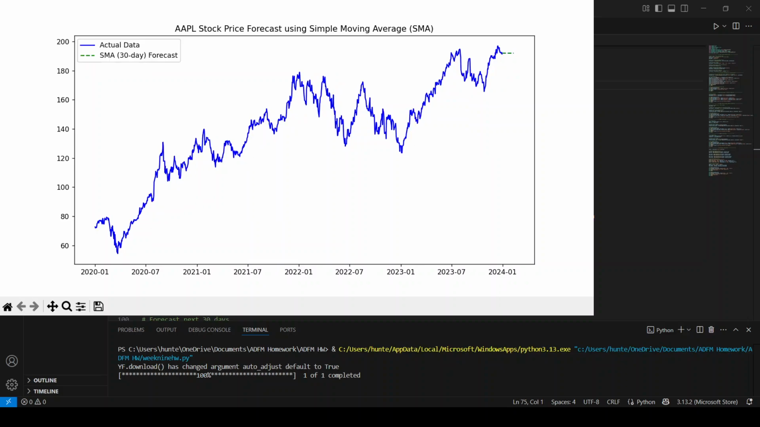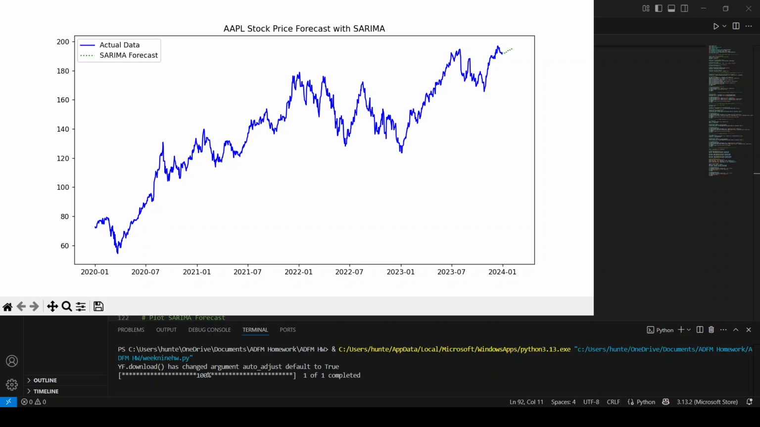And then here's our graph for the forecasting based off the simple moving average and the stock price of Apple. In the blue, we have our actual data, and then the green dotted line is the prediction from our simple moving average. Then next we also have our ARIMA forecast that's based off the actual data. The blue is the actual data, and then we can see our ARIMA forecast based off the data.